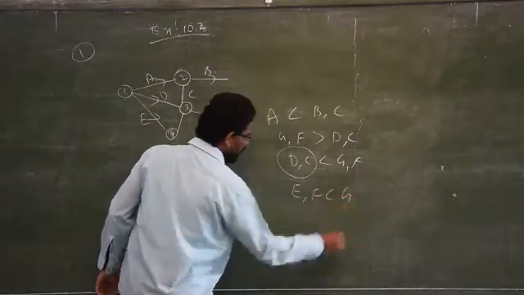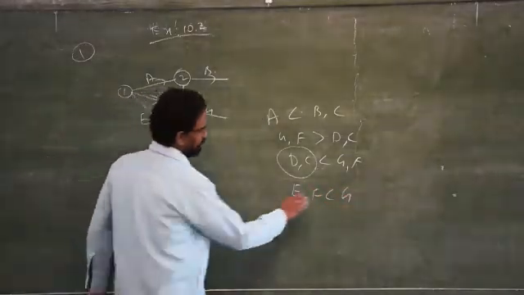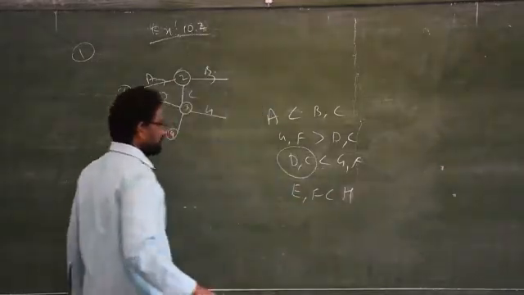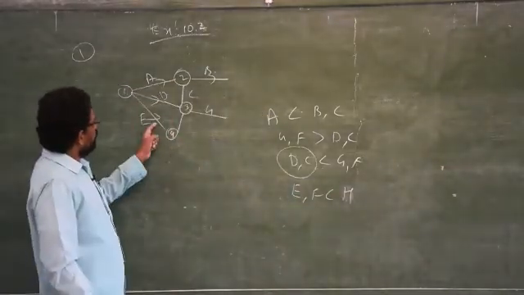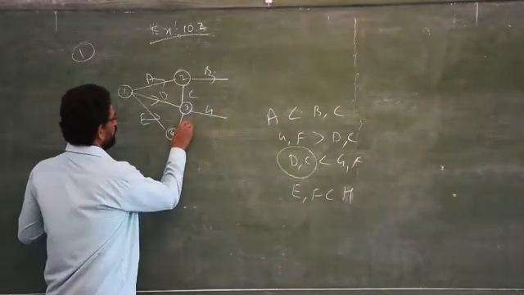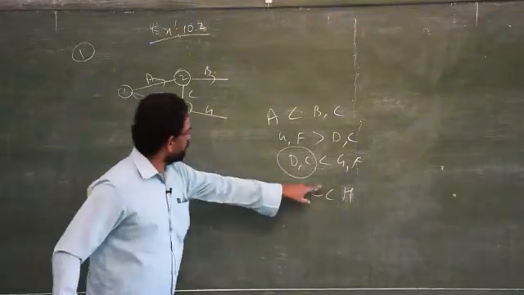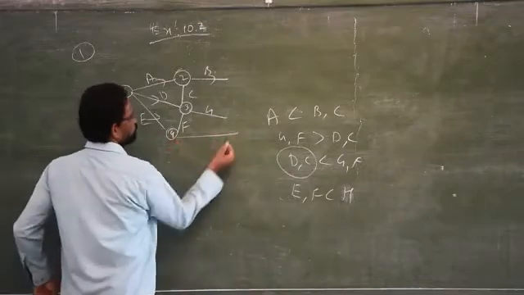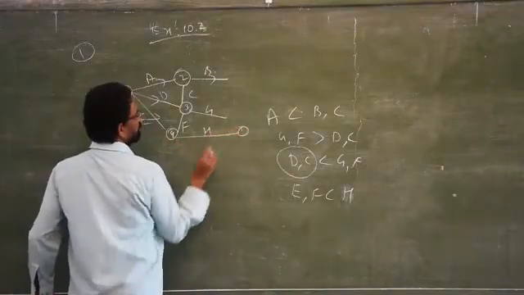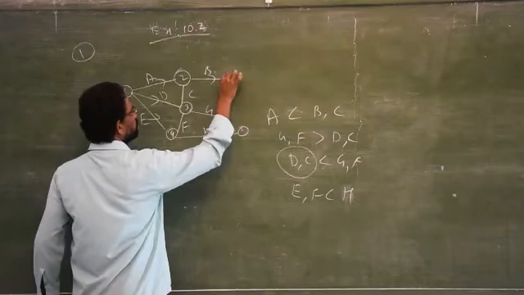EF is less than H. So EF, this is F. Both completed at 4. From there you have to take which one? H. This completed. Then you have to complete everything.